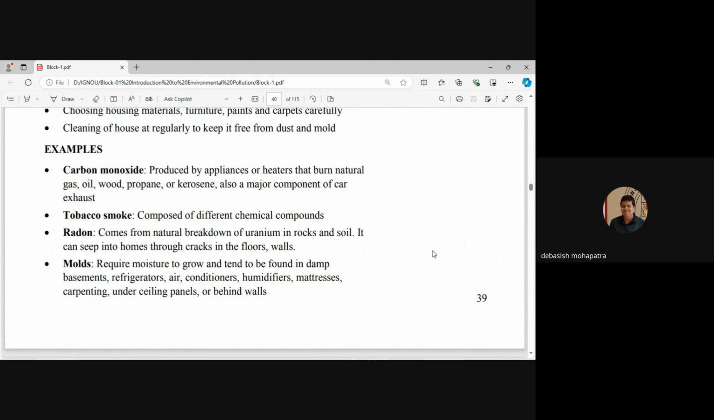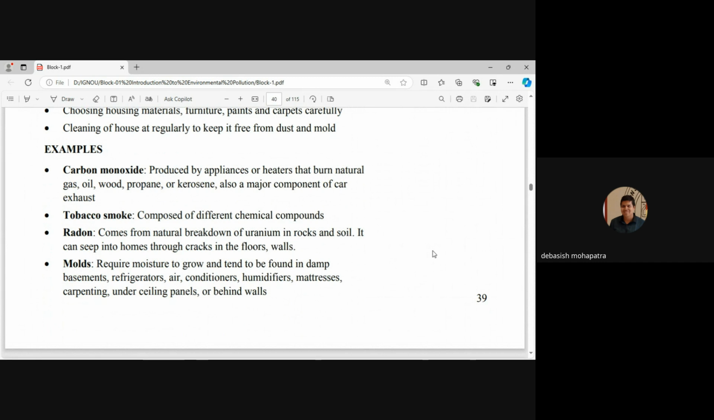Tobacco is also composed of different chemical compounds. Radon comes from the natural breakdown of uranium in rock and soil. It can seep into homes through cracks in the floor and walls. Molds require moisture to grow and tend to be found in damp basements. Refrigerants seep into our home and cause indoor air pollution.